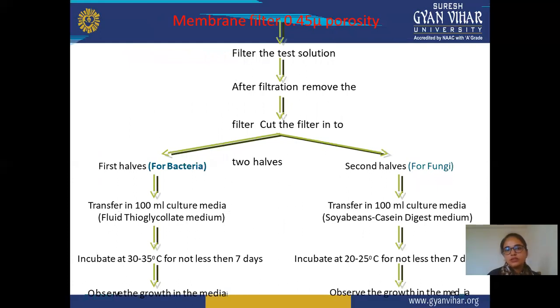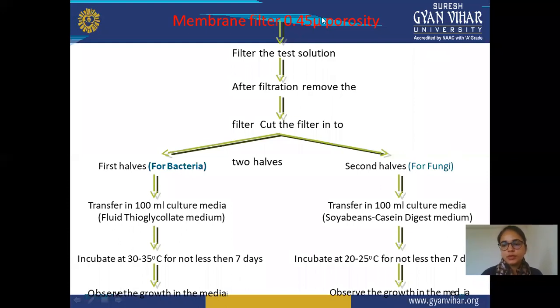Next is a membrane filter of 0.45 micron porosity. These membrane filters use only this porosity. Means for this method we are using 1 filter, and this filter porosity is approximately 0.45 micron. First, filter the test solution through this filter, and that is your parenteral formulation. After the filtration, remove the filter and cut it. Means first you filter your test solution that you are performing the sterility test on, and after filtration, remove and cut that particular filter that you used for filtration. And after this, it is a 2-step procedure, first half and second half.